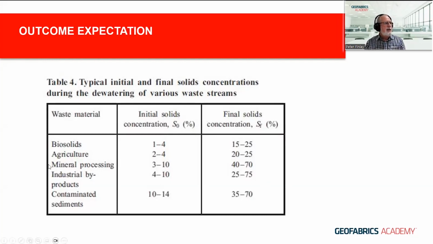The other, more mineral and silts and sediments, you can often get a lot higher final solids concentration. So greater than 50%, often as high as 70–75%. So in those situations, there's a huge reduction in the volume, again, that you're going to have to take away.